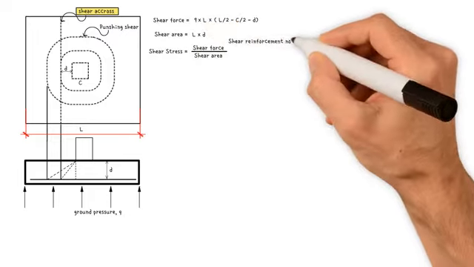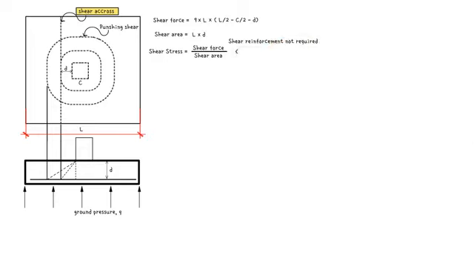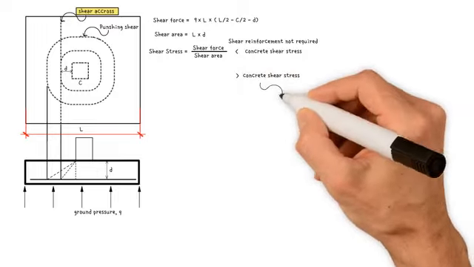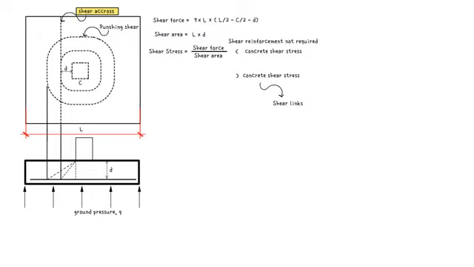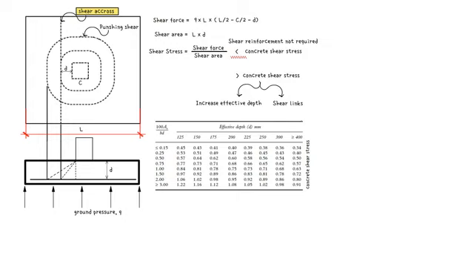Shear reinforcement is not required if the shear force is less than the value of the concrete shear stress. If the shear force is greater than the value of concrete shear stress, shear links may be provided. However, it is more common to simply increase the effective depth of foundation until the stress is less than the value of concrete shear stress, which can be obtained from the table below. The values are in terms of the percentage area of longitudinal reinforcement, and effective depth of the section D.